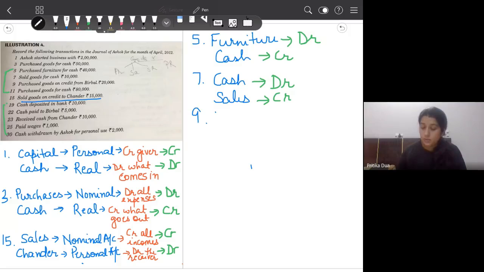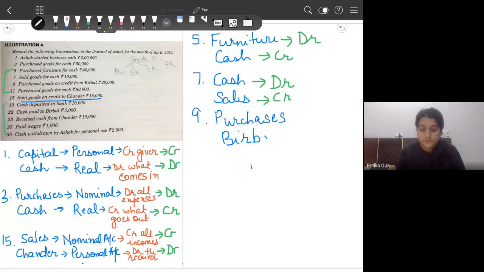So there are two accounts. One is purchases account and the other is Birbal account. Since you are not making purchases on cash basis, you are adding a creditor to the business by the name of Birbal. Birbal is a person, so it is a personal account. Purchases are expenses, so it is a nominal account.